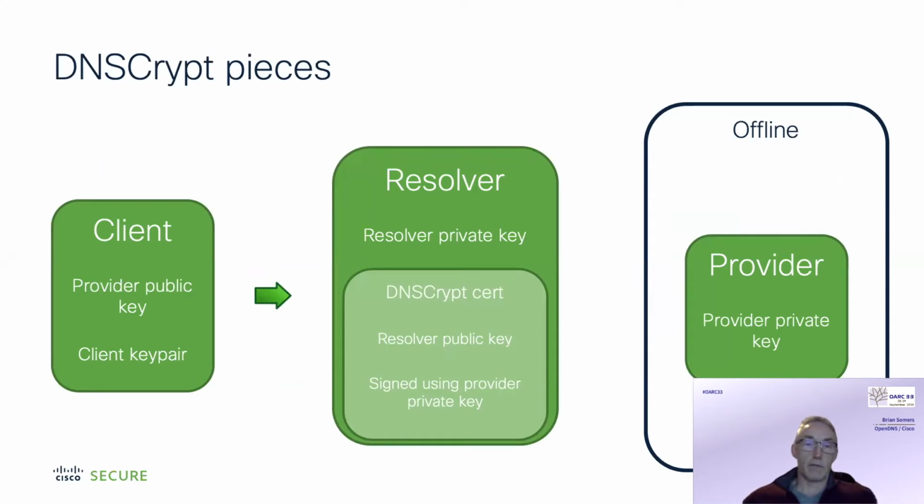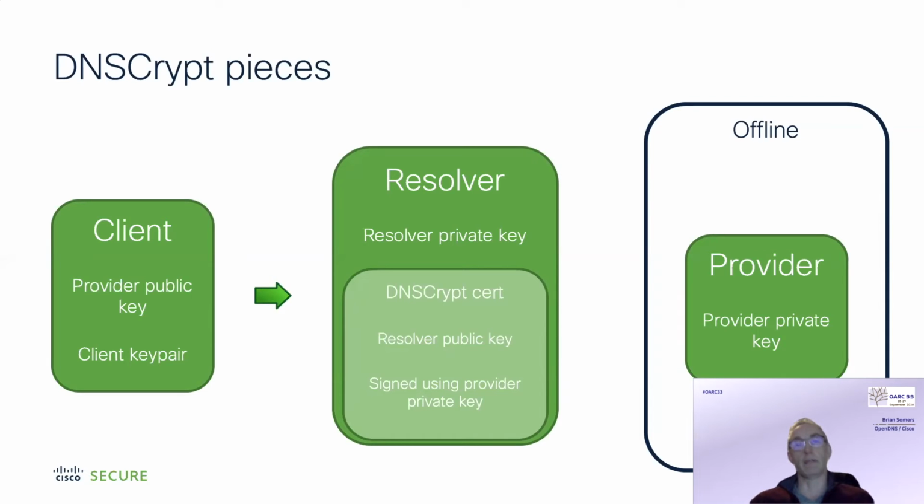So I'll go into describing exactly what DNSCrypt is. DNSCrypt kind of has 3 different players. There's the provider. The provider is the entity that owns the resolvers. There might be multiple resolvers. And then there's the resolver itself, and there's the client. And each of these entities has its own key pair. So we're using public key encryption in each of these places.